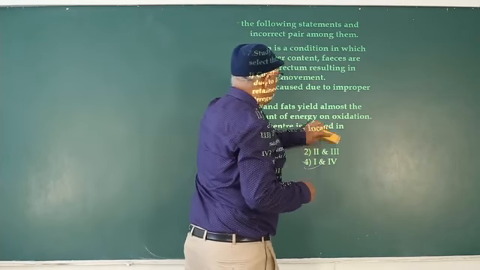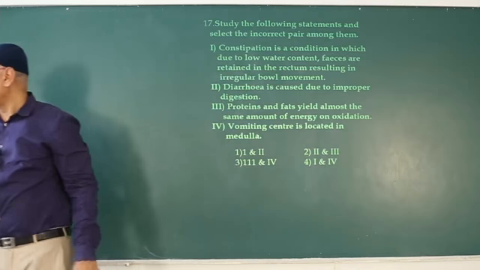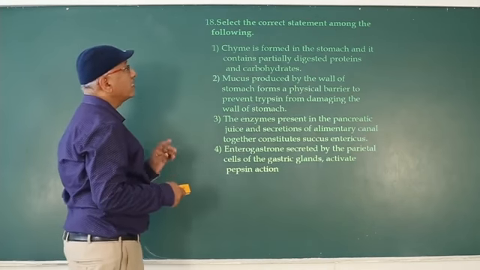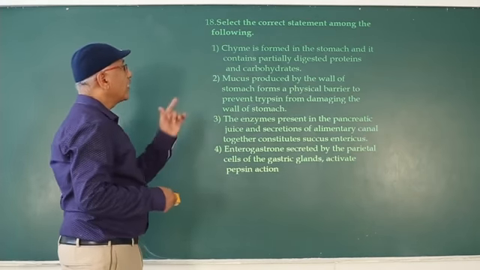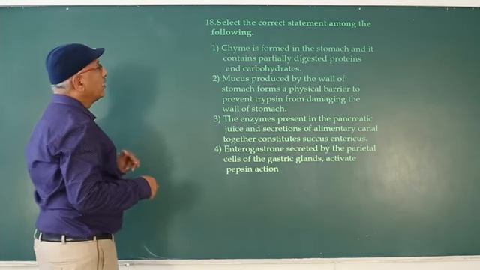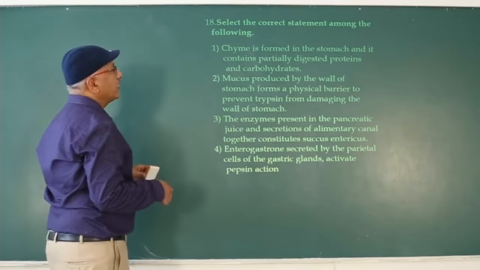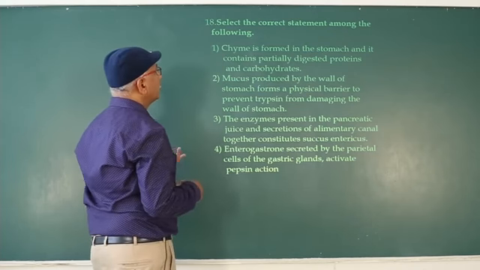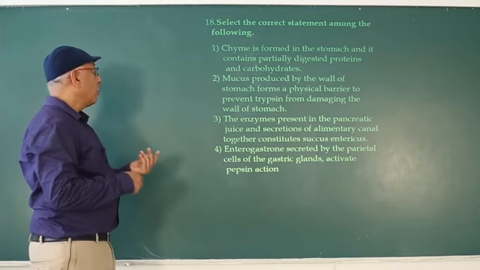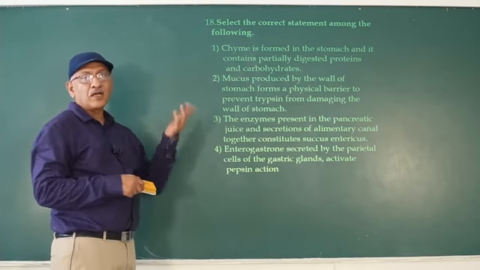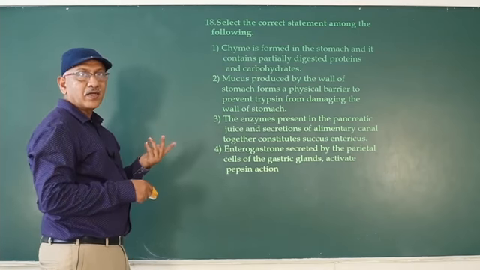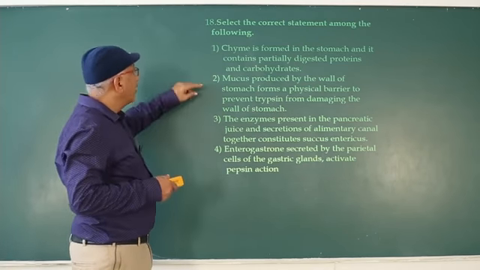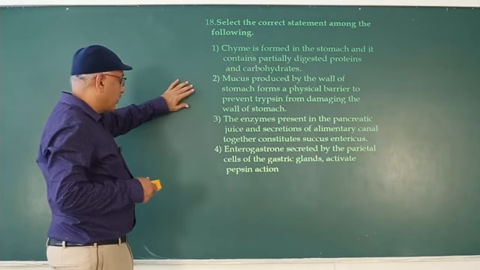So next question. Select the correct statement among the following. Chyme is formed in the stomach and it contains partially digested proteins and carbohydrates. So correct only. Why partially digested? In the buccal cavity, carbohydrates are partially digested. So correct only. Next one, study and correct the statement.